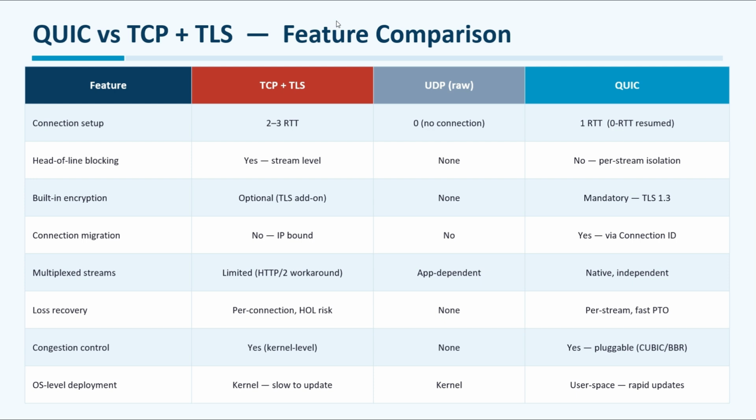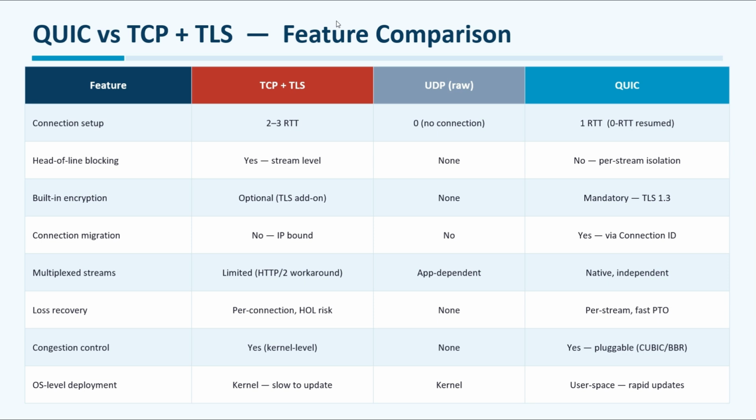In built-in encryption, there is no such encryption in UDP. It is mandatory in QUIC, whereas it is an add-on optional feature in TCP with TLS. In connection migration, there are no connection migration options for TCP with TLS and UDP, whereas in QUIC it is done with the help of the connection ID.